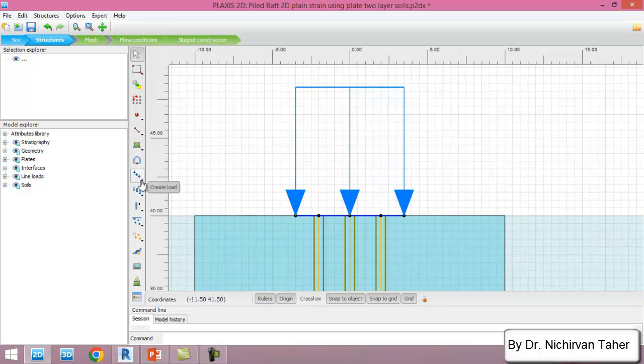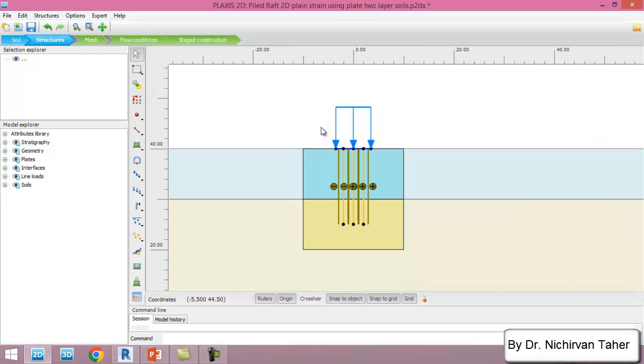The surface load is defined in here. Create load, we have point load, and we have create a line load. Because this is a 2D plane strain, it's called create line load, not the surface load. And the amount of the line load we used in this example is 100 kilonewton per meter.